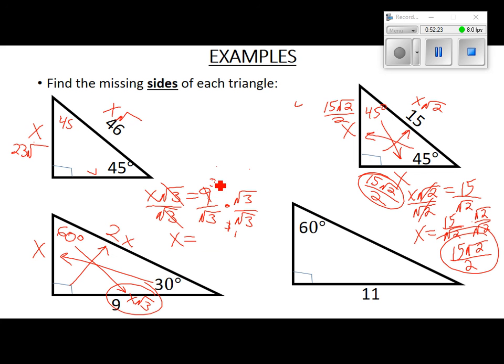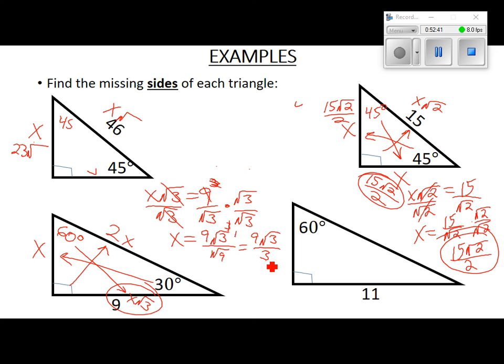Okay, so let's go back. Forget I did all that. So on top you got 9 times the square root of 3. On bottom, what's square root of 3 times square root of 3? Square root of 9. What is the square root of 9? So we got 9 times square root of 3 over 3.